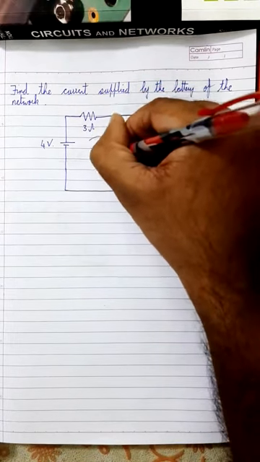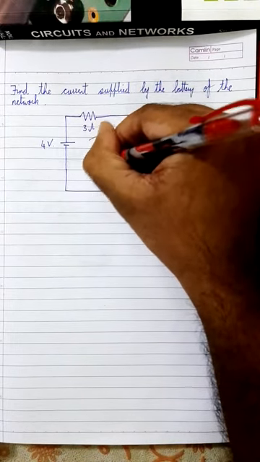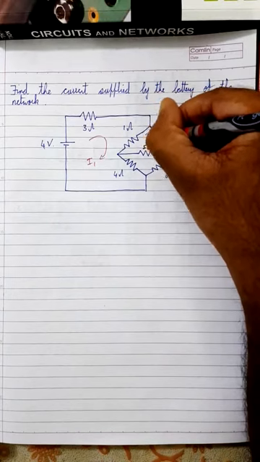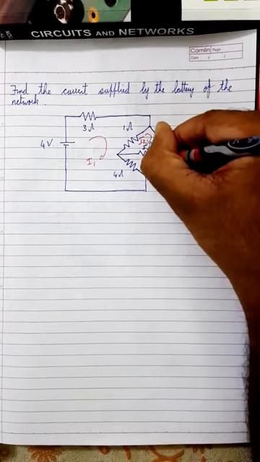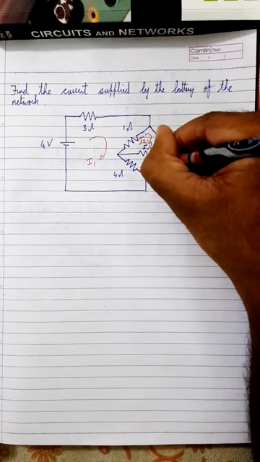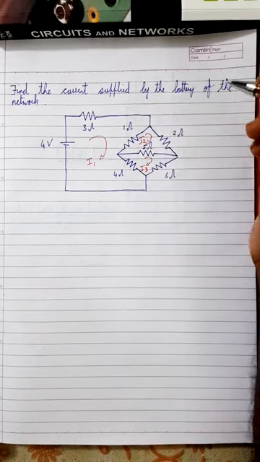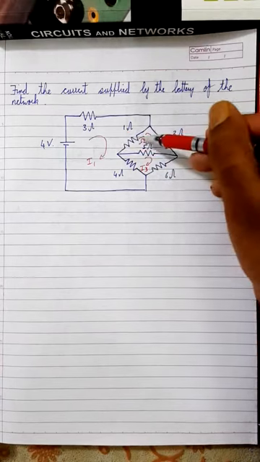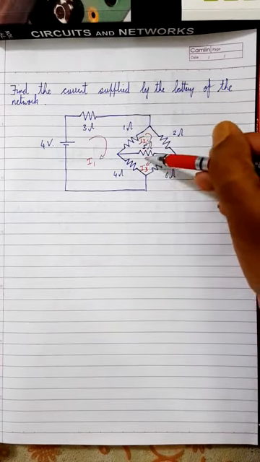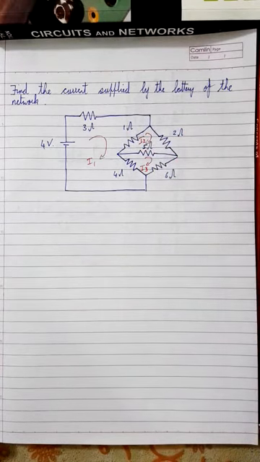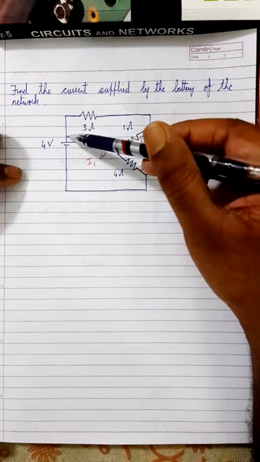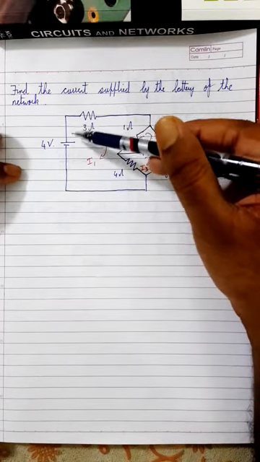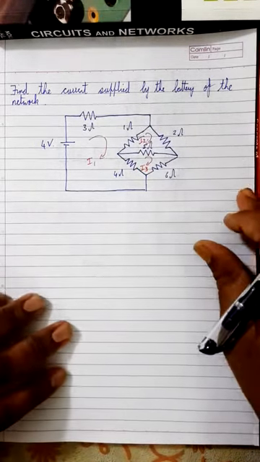So mark each of these meshes with their mesh current. Let this be I1, let this be I2, let this be I3. This mesh is I1, this mesh over here is I2, and this mesh over here is I3. Find the current supplied by the battery, which means find the value of I1, because I1 is the current flowing from this battery. So let's do this question.